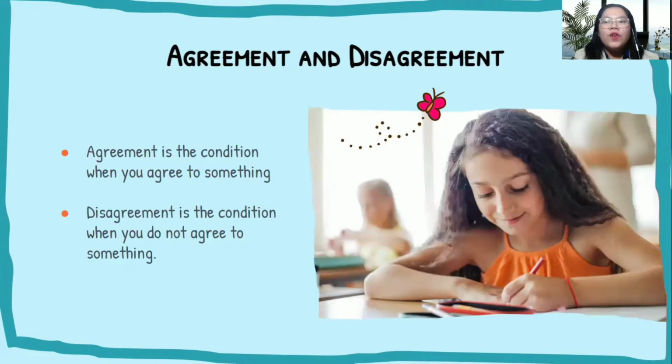And I believe you already know what agreement and disagreement are, right? Yes, agreement is the condition when you agree to something. So it is an expression that shows you agree with something or someone's opinion, while disagreement is the condition when you do not agree to something. So it is your expression that shows you disagree with their opinions.